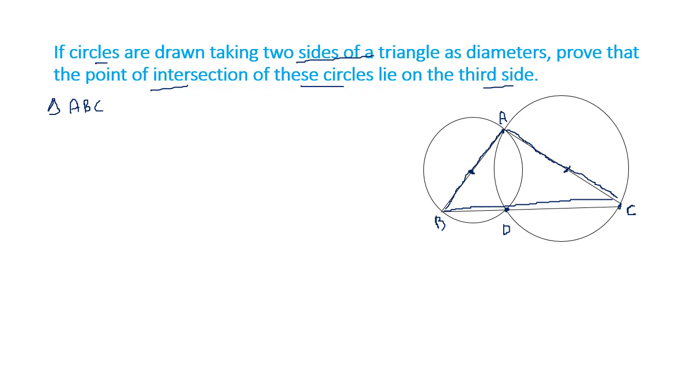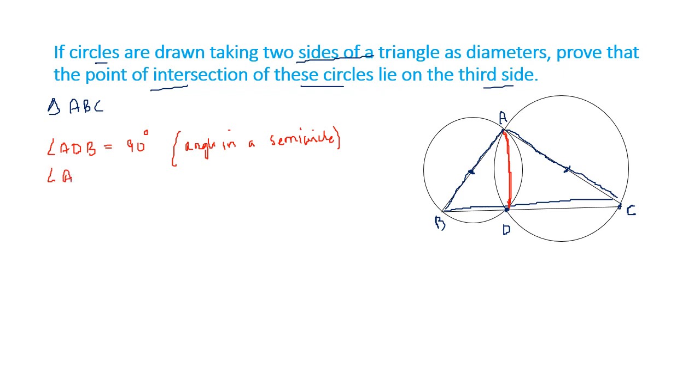So first of all, I'll connect AD. Okay. Now, angle ADB equal to 90 degrees. Can you tell why ADB is 90 degrees? Because it is the angle in a semicircle. How do you know it is the angle in a semicircle? Because it is mentioned AB is a diameter. Because AB is a diameter, ADB is a 90 degree angle in a semicircle.